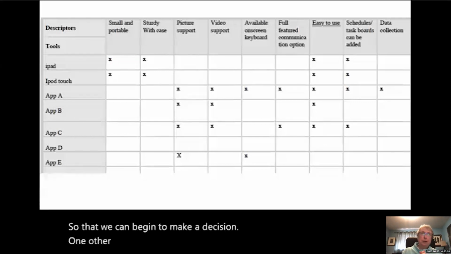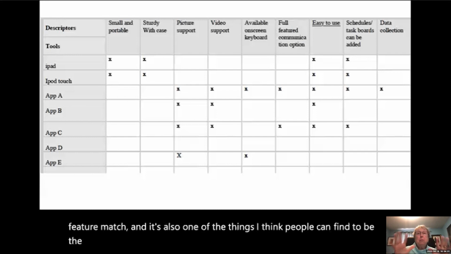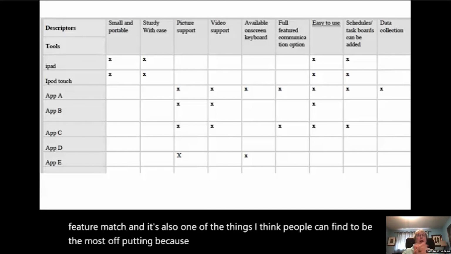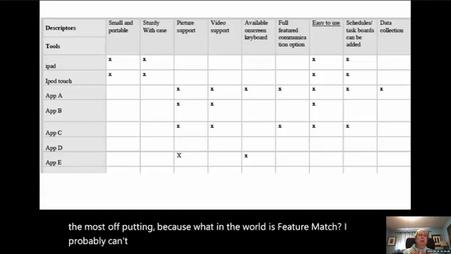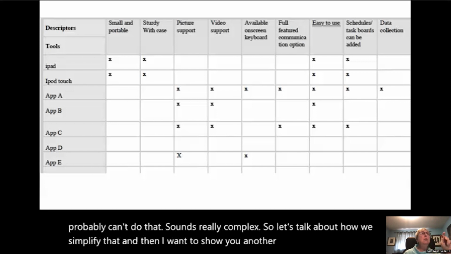One of the ways we do that in assistive technology is something we call feature match. And it's also one of the things I think people can find to be the most off-putting, because what in the world is feature match? I probably can't do that. That sounds really complex. So let's talk about how we simplify that. And then I want to show you another really terrific resource.